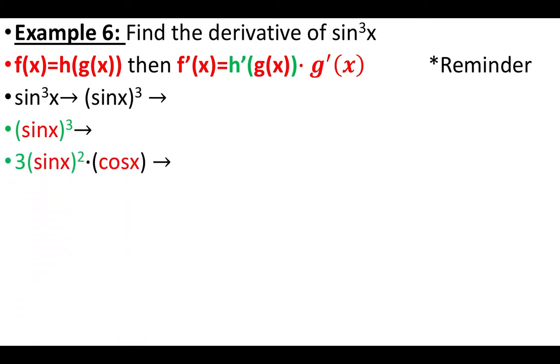I brought down the 3, and I subtracted 3 by 1 to get 2 there. And then I multiply by the derivative of my inner function. The derivative of sine is cosine. This is me using chain rule. See, I took the derivative of my outer function, keeping the inner the same, multiplied by the derivative of my inner function. The derivative of sine is cosine. That's all I did right now.